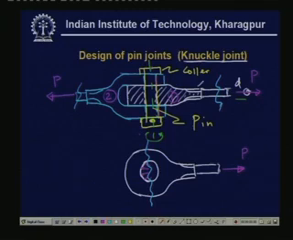Now let us say this thickness is t, and this inner diameter is d1, and let us take this as d2.